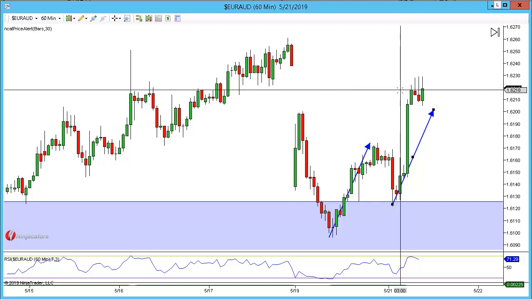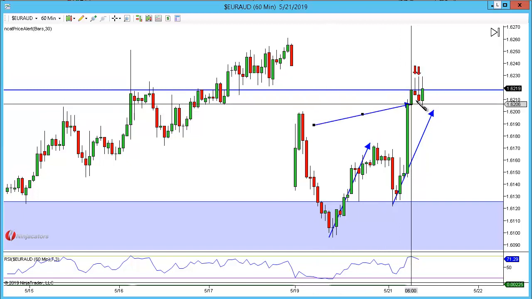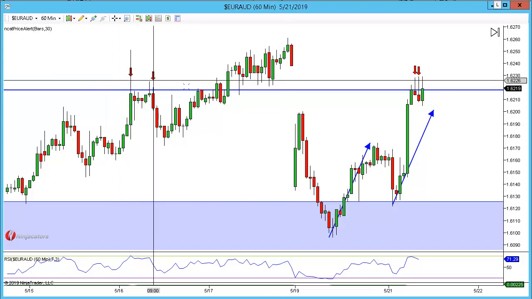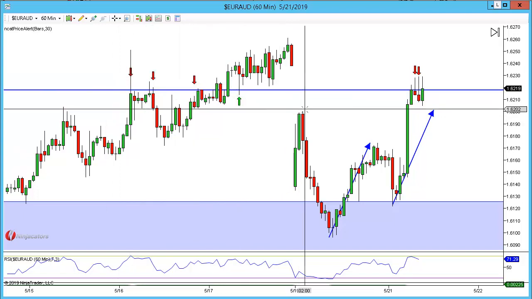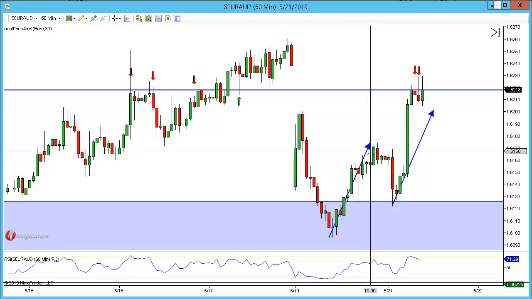What I would say is that without that, if we put a structure level in, you can clearly see we've got tweezer tops here. We've had a lower low, lower close. We have come into this structure level here, minor level of structure. The RSI has gone overbought at 81. We could see a bit of a reaction here.